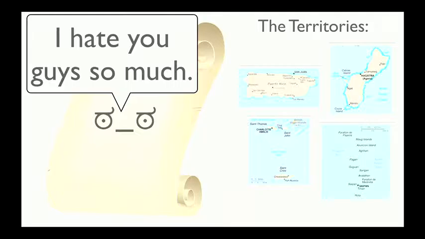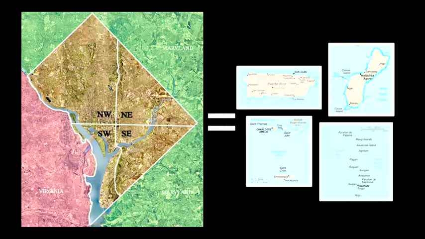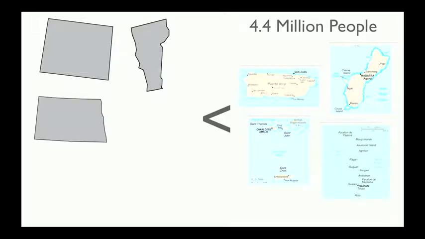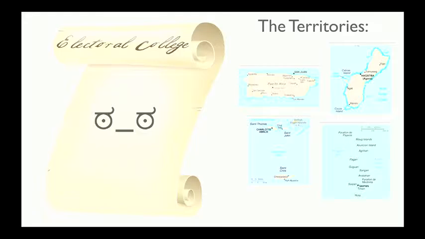Which is a bit odd considering they're part of the United States and everyone who lives there is a citizen, so for most practical purposes they're just like D.C., and 4.4 million people live in the territories. That might not sound like a lot, but it's more than the populations of Wyoming, Vermont, North Dakota, South Dakota, Alaska, and Delaware combined. But still, no votes from the Electoral College do they get.